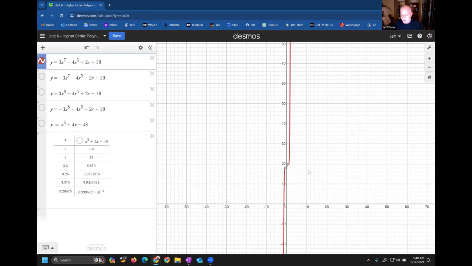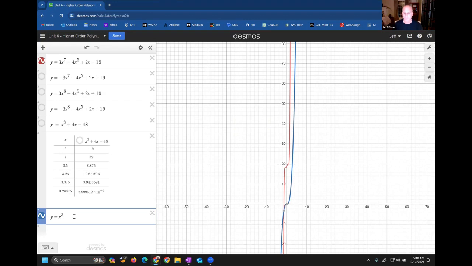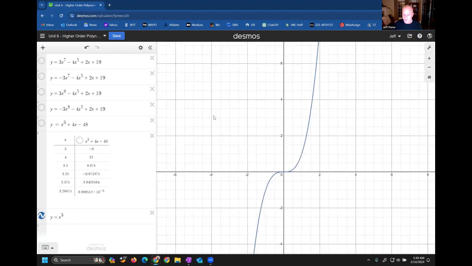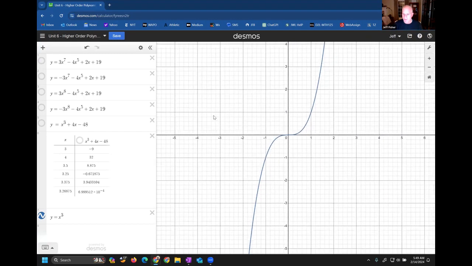Okay, so let me do an easier one. Let's just do y equals x cubed, x to the 3rd power, right? I'll shut this one off so we can just look at the new one that we did. This is the graph of y equals x cubed. You notice again that it comes up from the left and it continues up to the right. So we would describe this end behavior as up on the left and up on the right.